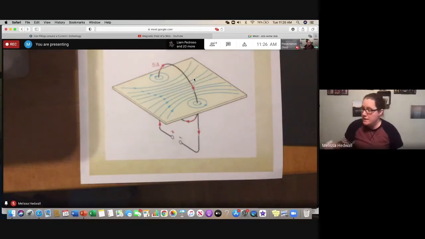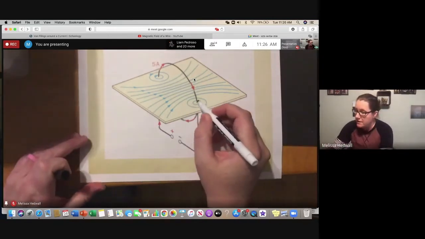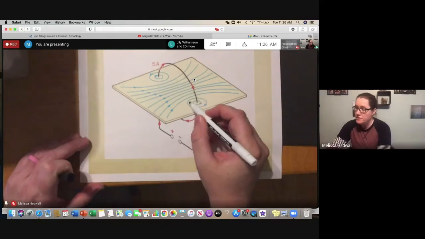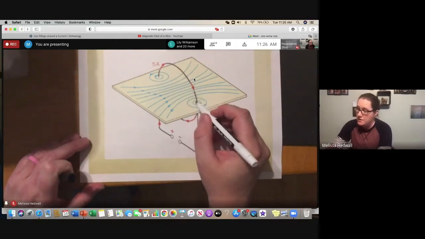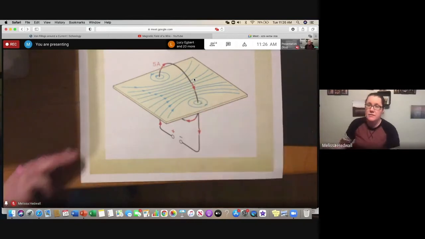And so you can see if you follow the arrows, these are in a clockwise direction. So if we focus just on this area here, because the current is going down into the paper, we have a clockwise direction on our magnetic field.